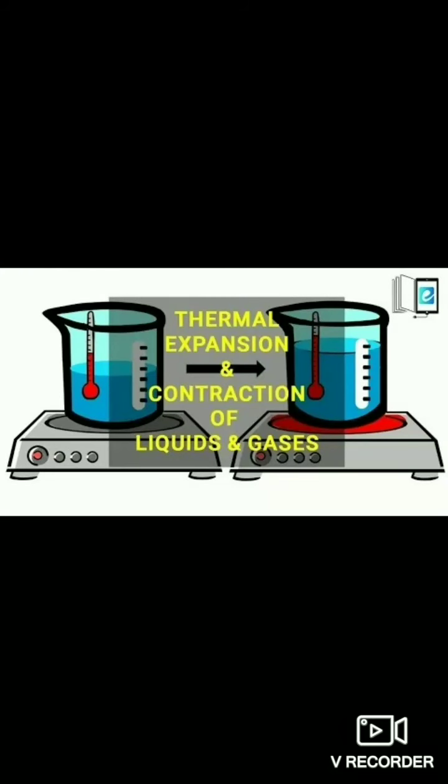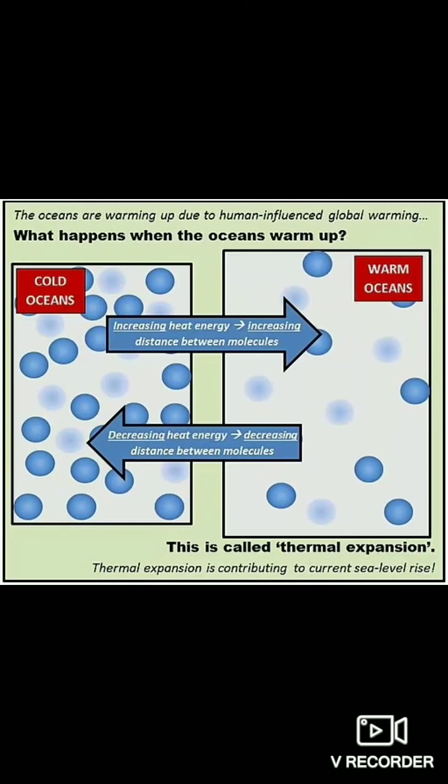Next is thermal expansion. Most substances experience an increase in their volumes when heated. The expansion produced in matter due to the absorption of heat energy is called thermal expansion. When a substance is heated, the molecules start moving vigorously or faster. As a result, the distance between the molecules increases and the substance expands.